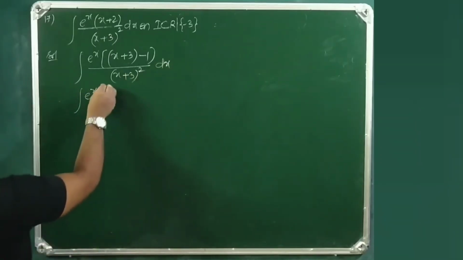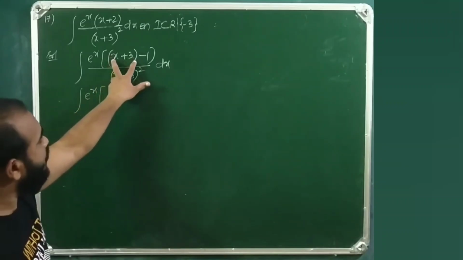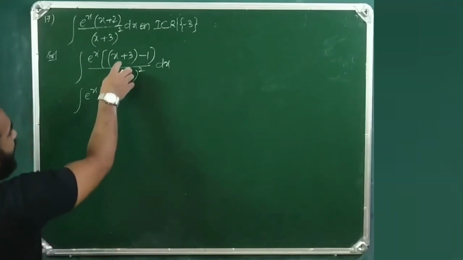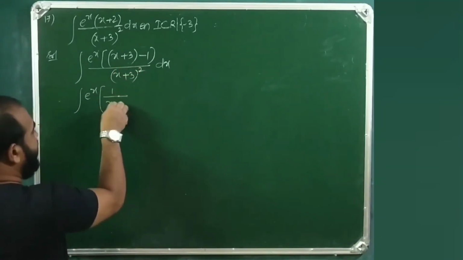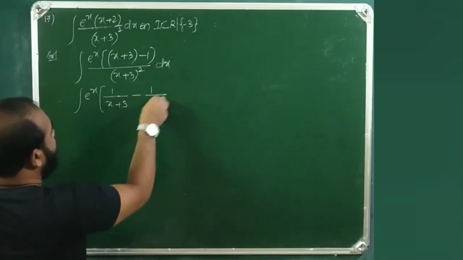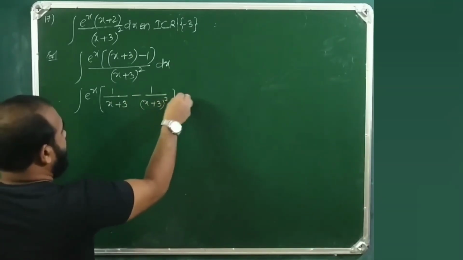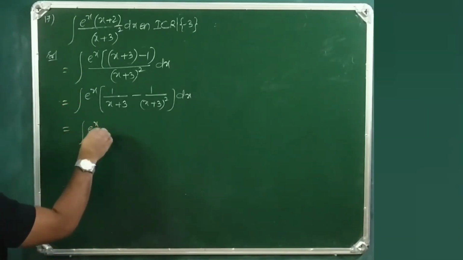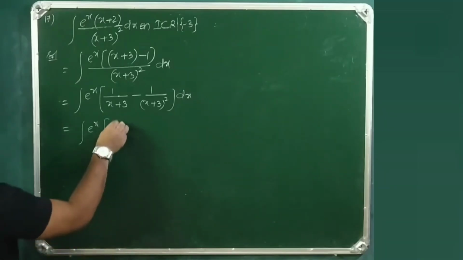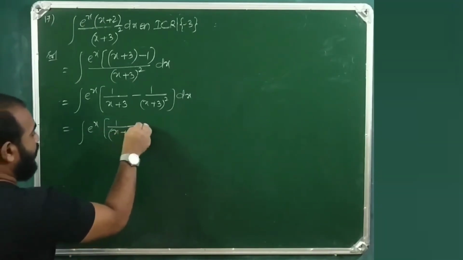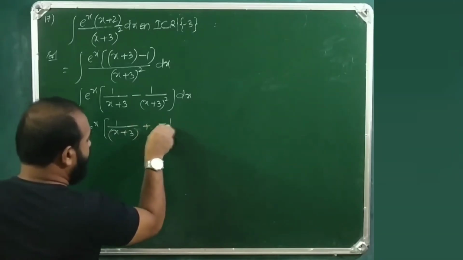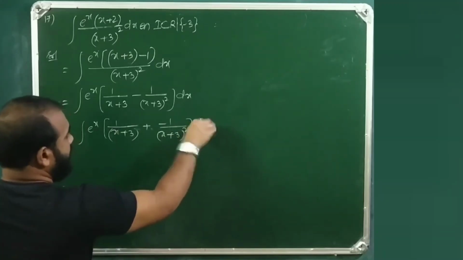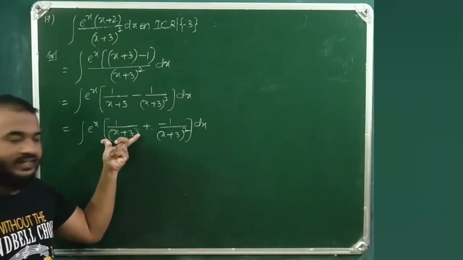So e power x, let us suppose this to be a minus b by c, a by c minus b by c. So this is x plus 3 by x plus 3 whole square, which is 1 by x plus 3 minus 1 by x plus 3 whole square dx. So this is equal to e power x into 1 by x plus 3 plus minus 1 by x plus 3 whole square dx.